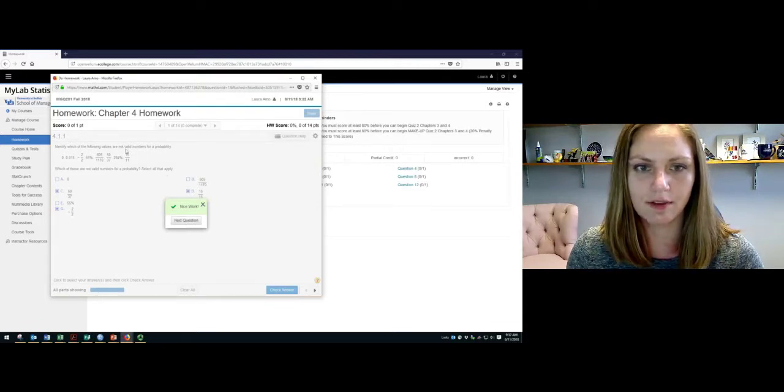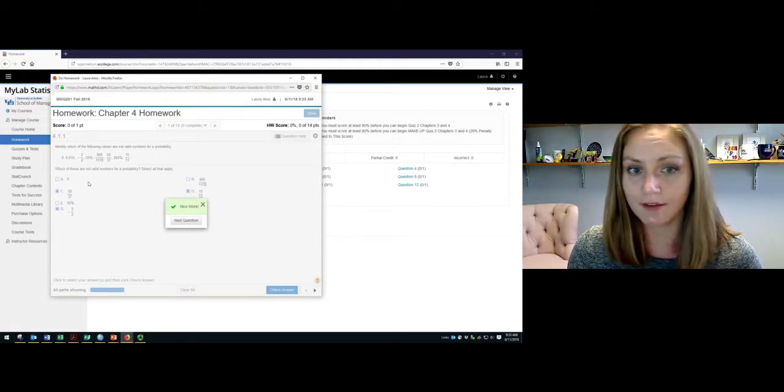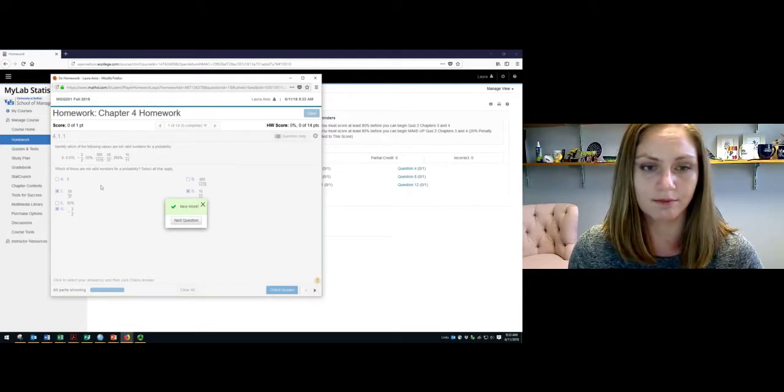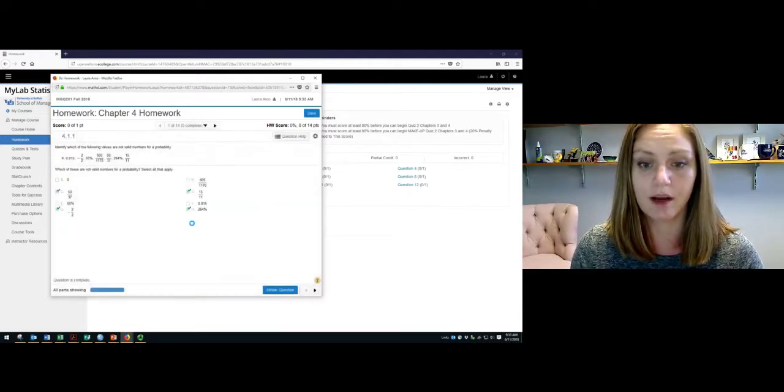Again, just be careful that you're paying attention to whether it says "not." In my case, it says ones that are not valid, so invalid ones, but in your case, it may say ones that are valid. So those would be the complement.